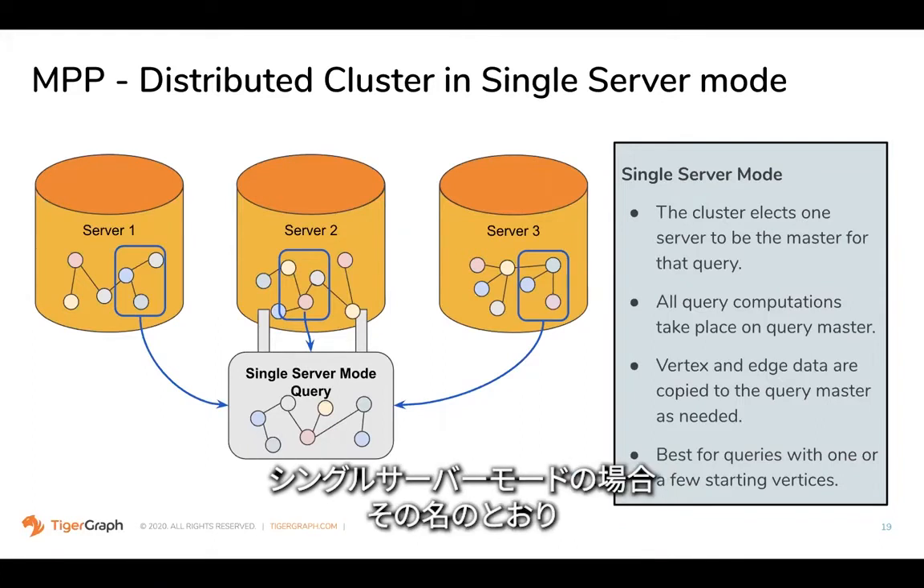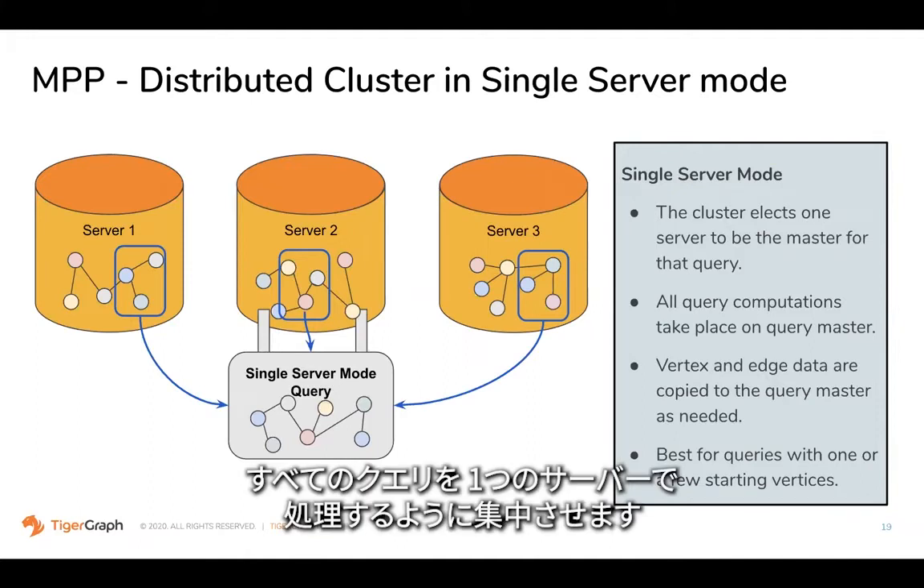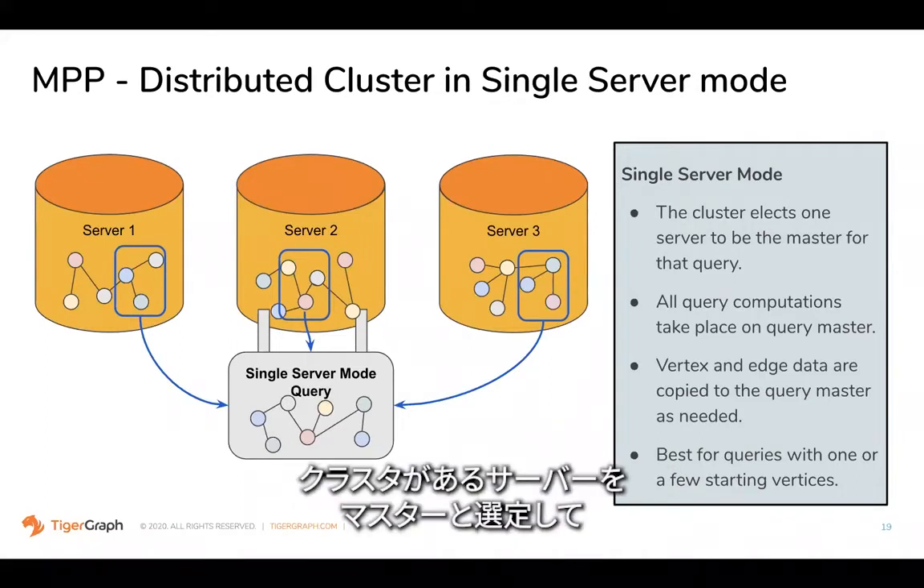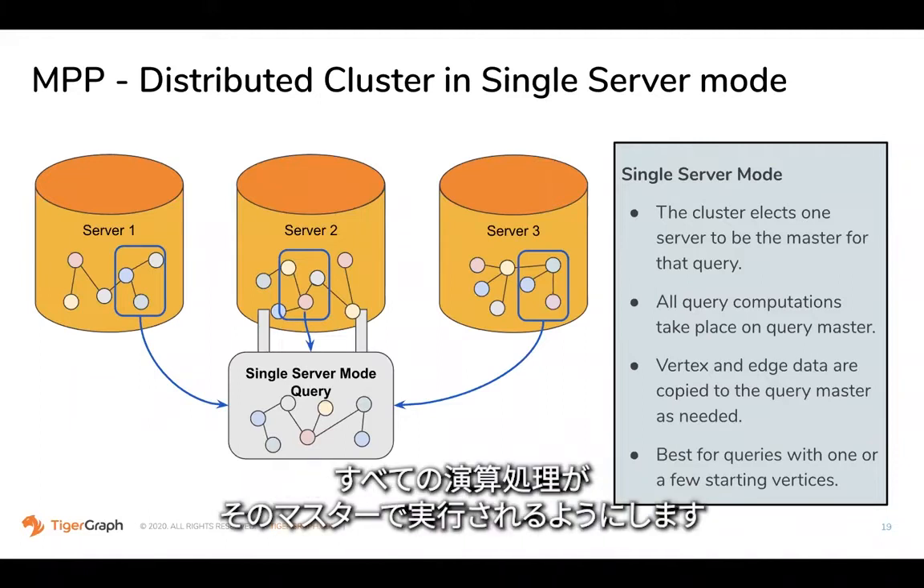Single server mode, as the name suggests, concentrates all of the query processing on a single server. For example, if you have a simple query, then the cluster elects one server to be the master, and all of the computations happen in that master.